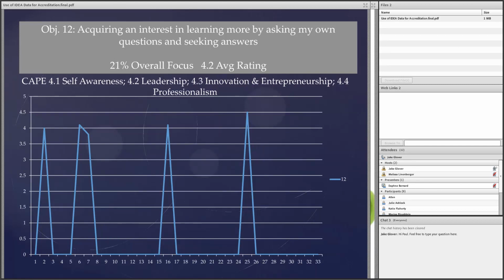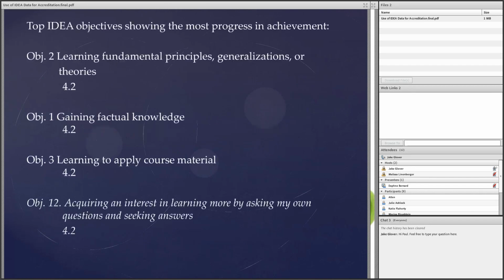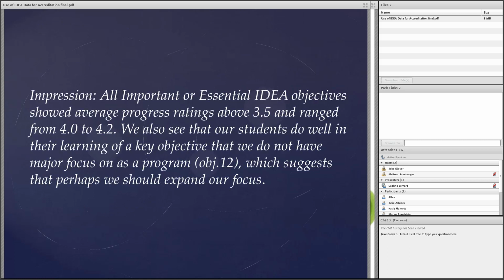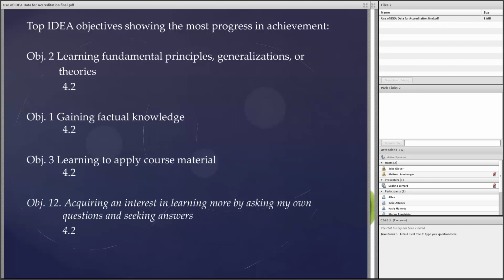So I'm just pleased to show that we've been able to track that by this direct linkage for quite some time. And then these last couple of slides are really a learning moment that we as a faculty engaged in. Remember, we picked certain objectives that we put the most emphasis on, but it was interesting when you look at what our top-rated objectives were. The top-rated objectives were actually objectives 1, 3, and 12.